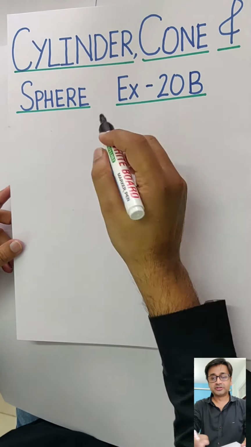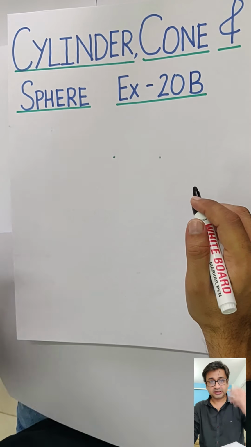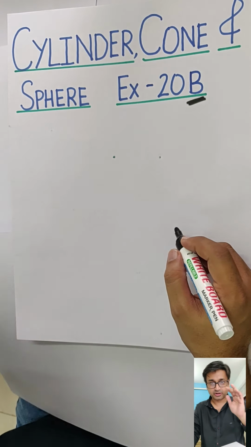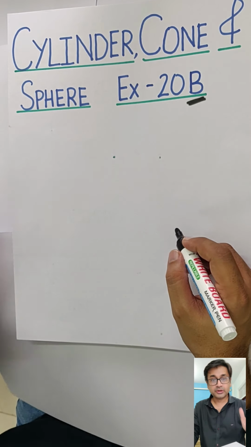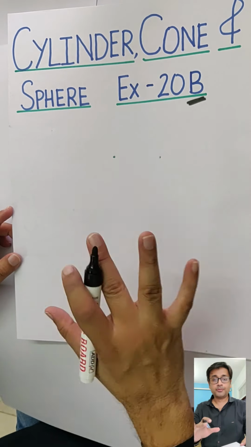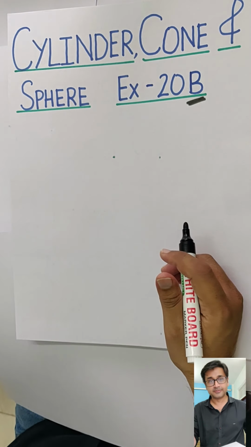Hi, we are getting into cylinder, cones and spheres, exercise 20B. Right now, I directly started with exercise 20B for a reason. We are not starting with 20A first, we'll start with 20B and then later on, we'll go with 20A. Now, before we get into this topic, a few things are to be known very clearly.